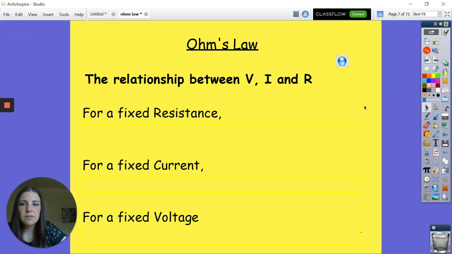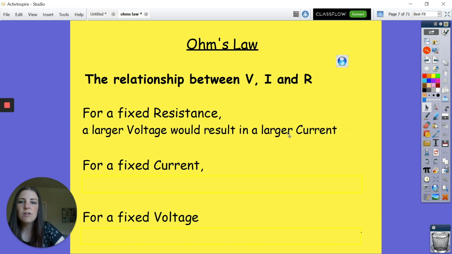Okay, so I'm just going to talk through some scenarios then. If we had a fixed resistance, imagine a 2 ohm resistor, and we could increase the voltage, maybe switch out a battery for a more powerful battery, what effect do we think that would have on our current? We've got voltage, resistance, and current. Resistance staying the same, we're having the same opposition to that current, but we're giving it a bigger voltage, so a bigger push, more energy to overcome that resistance. So hopefully it would make sense that a larger voltage would result in a larger current.